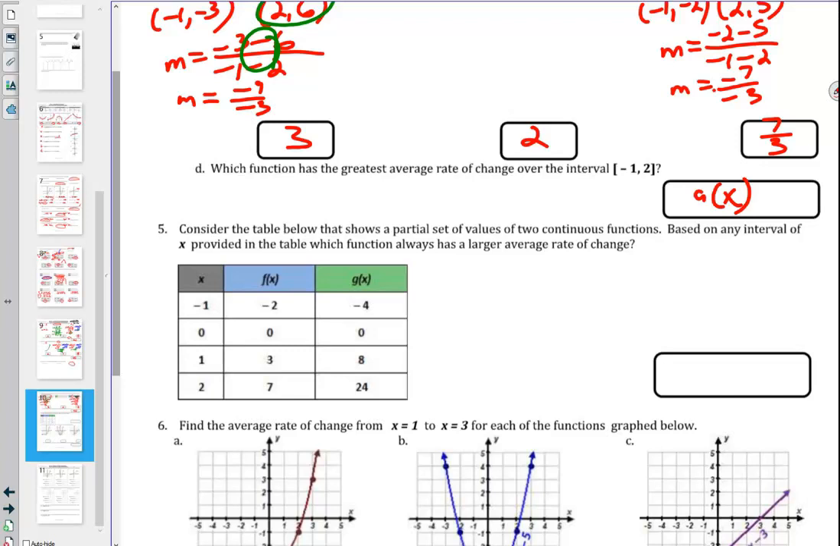Consider the table below that shows a partial set of values for 2 continuous functions based on the interval of x provided on the table. Which always has the larger? Let's not get too specific. Which one here is getting bigger faster? By the time you reach 2, which one has gotten bigger faster? Yeah, g of x.